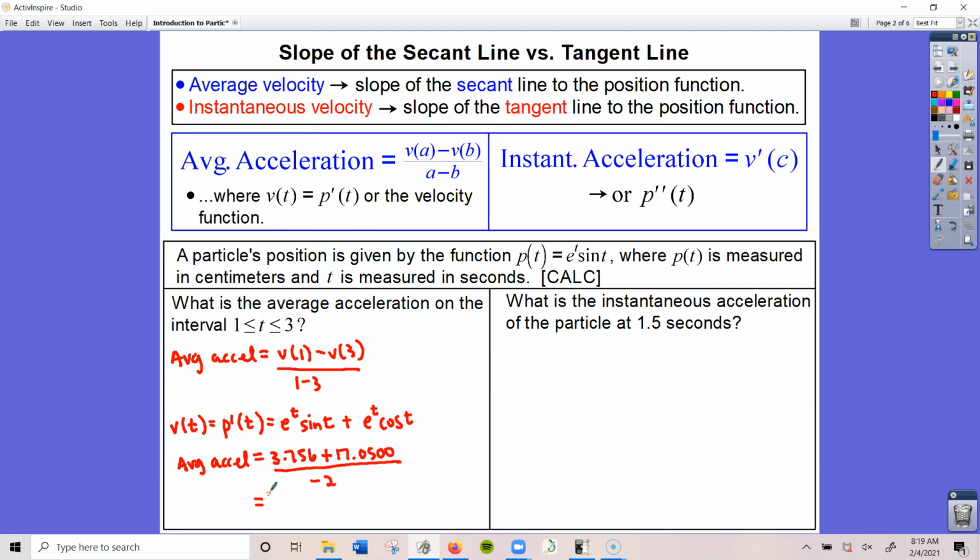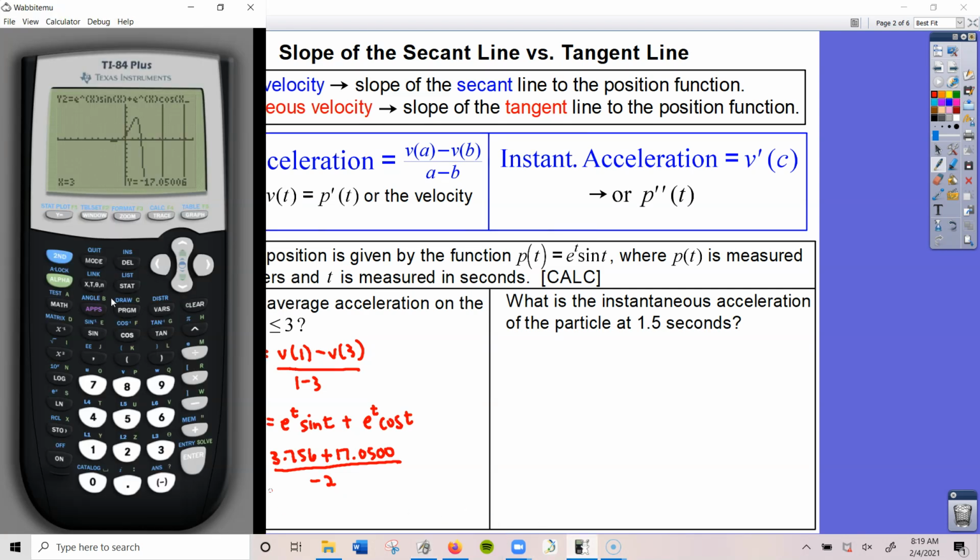Let's just go ahead and put this in the calculator. So 3.756 plus 17.0500, and then divide by negative 2, and we get negative 10.403.